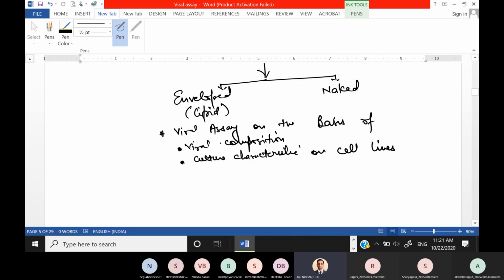कोई guess कर सकता है कि इन दो properties के basis पे, यानी composition और culture characteristics पे, how you will determine whether it is enveloped or naked? जहाँ पर आपको अभी तक इतना पता है कि virus may be enveloped, may be naked, and if you infect the virus in cell lines, it will show cytopathic effect. If it is virulent, if it is active, it will show a cytopathic effect.